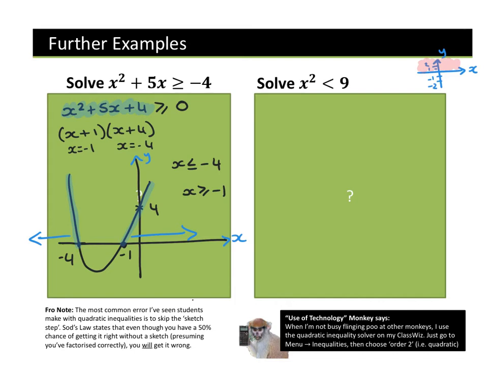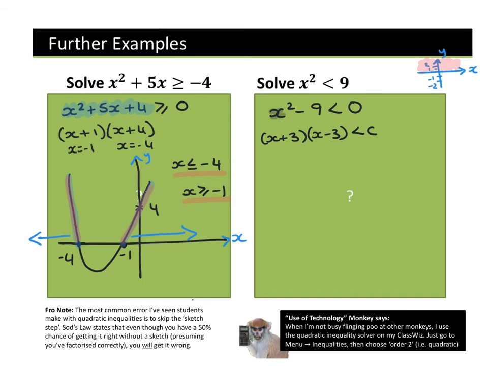For the second equation, we want where x squared is less than 9. So I'm going to have x... Oh, sorry, before I actually continue, did anyone have any questions? Okay, second one. So we're going to have x squared minus 9 is less than 0. X squared minus 9. The first thing we should be thinking of is difference of two squares. So we're going to get x plus 3, x minus 3.